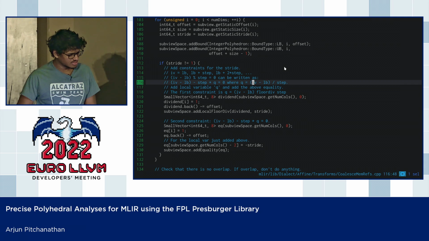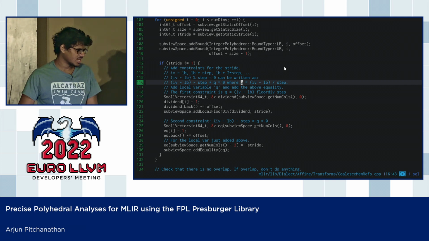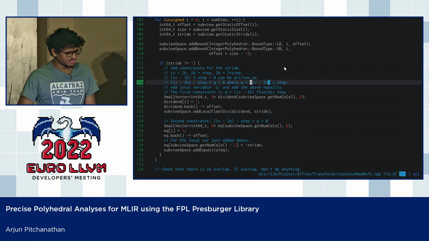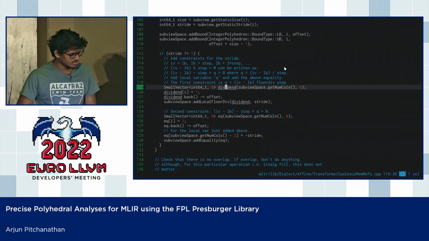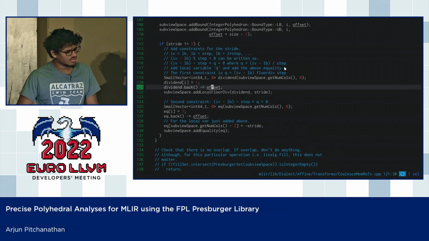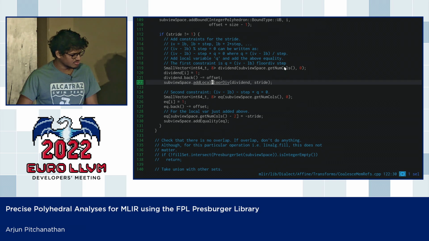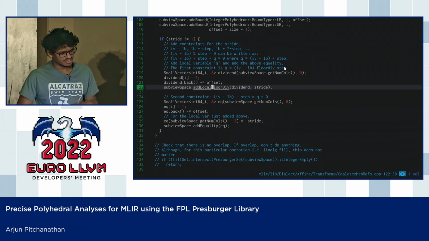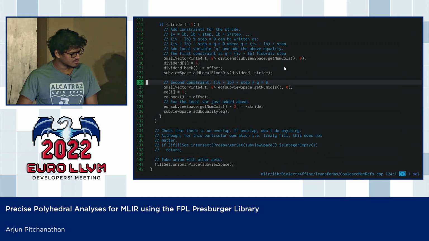So first, like I mentioned earlier, we support these floor divs by adding local IDs, which are essentially fake IDs that just represent this floor division's value. So we create the dividend. The dividend essentially has a coefficient of 1 for the iteration variable, and its constant term is minus offset. And we just need to add this local floor div, which is the local ID corresponding to this floor division. And then the second constraint we need to add is the actual equality that we talked about here.